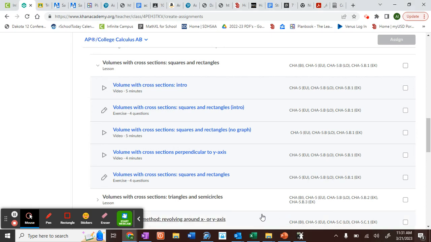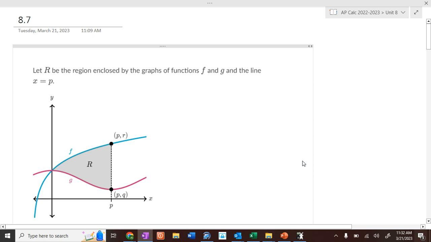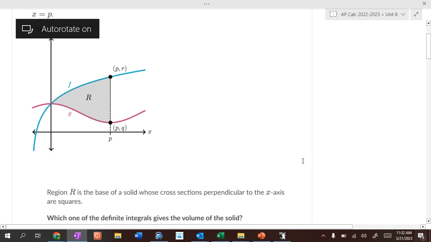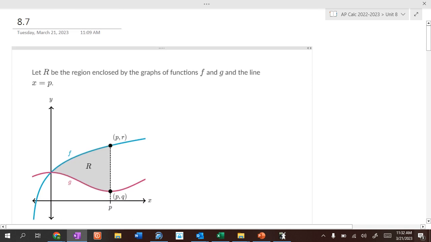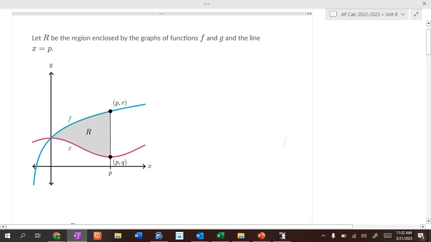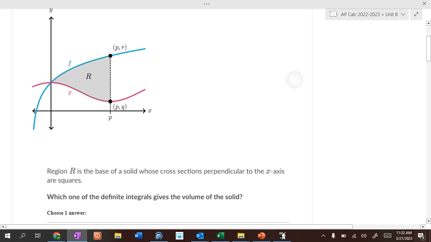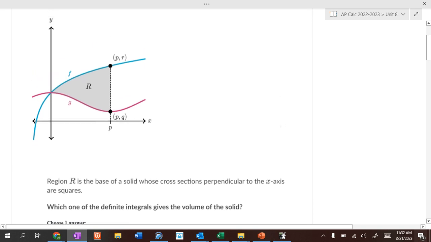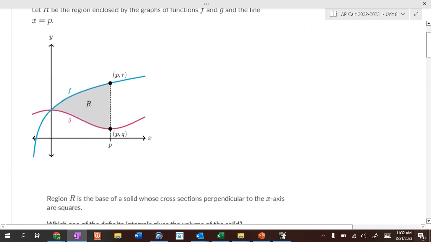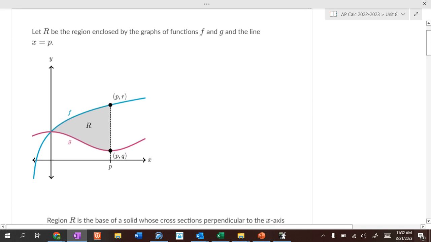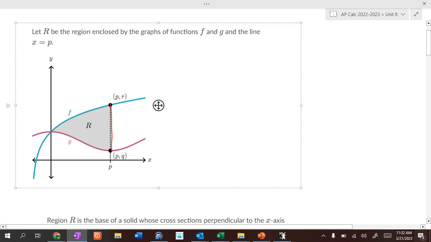All right. So here we go. We want the volume of the region enclosed by those two graphs, and we're going to make cross sections which are squares. Okay? So this is the base of the square.